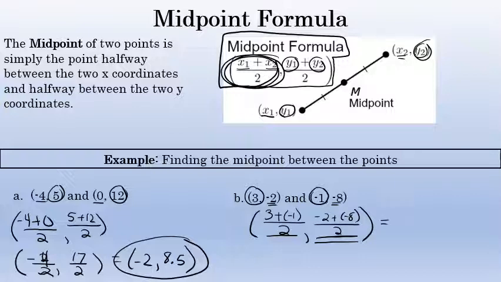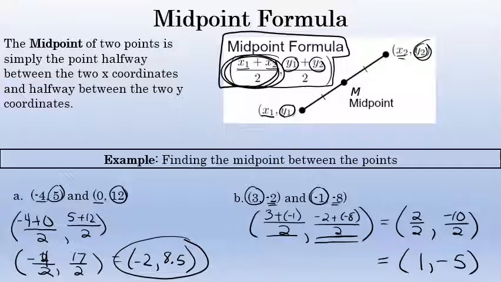Well, the x-coordinate, 3 plus -1, is 2 over 2. And the y-coordinate of the midpoint is -2 plus -8, which is -10 divided by 2. Simplifying these two fractions, 2 over 2 is 1, and -10 over 2 is -5. The midpoint, the point halfway between (3, -2) and (-1, -8), is (1, -5).